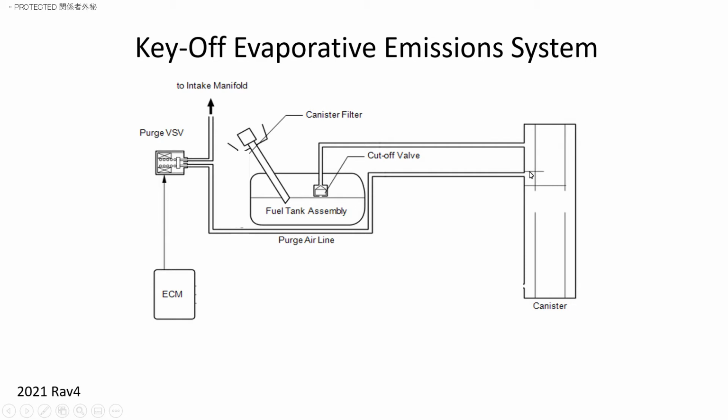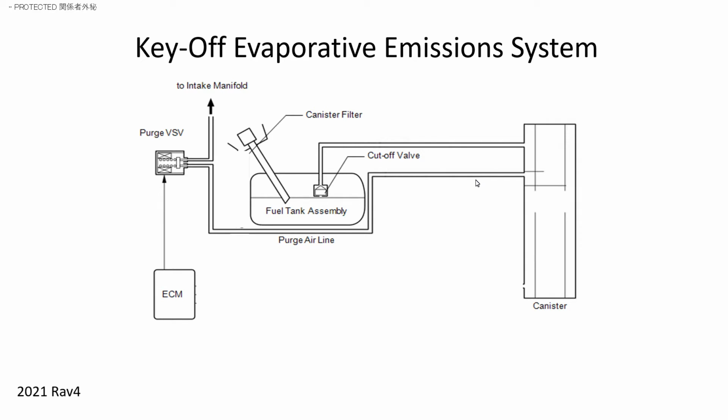It is purged by this valve right here, controlled by the ECM. So as the engine is running, the ECM turns this valve on, and the intake manifold negative pressure puts a negative pressure on the canister itself, and it allows for those hydrocarbons to be removed safely without getting into the atmosphere.